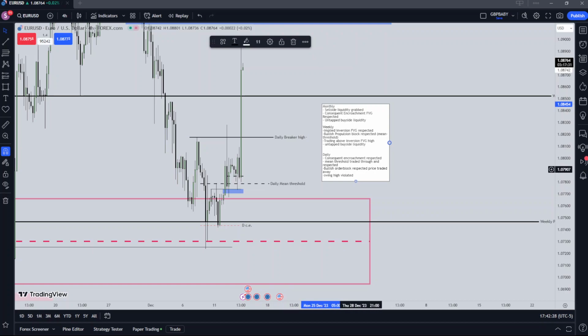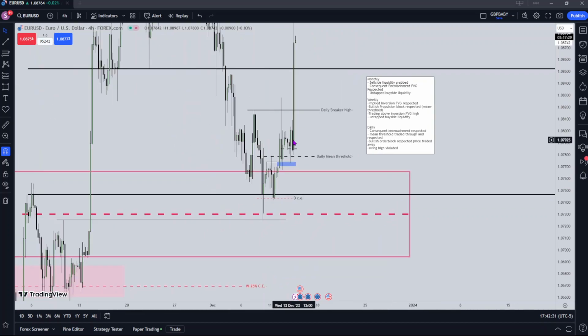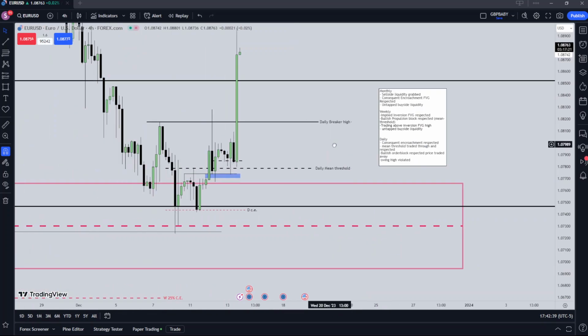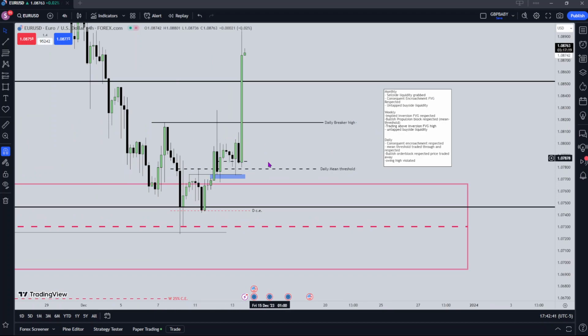We have a bullish order block respected as price traded away. Where's that bullish order block? That's that level here. Remember, on the daily. And we also have a swing high violated, this daily swing high, and that got violated on this wick. So again, we're starting to see things start to stack up.